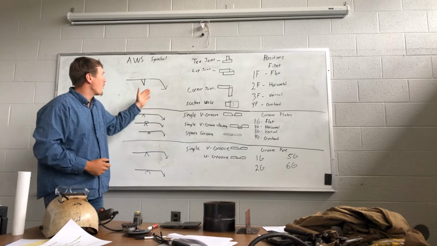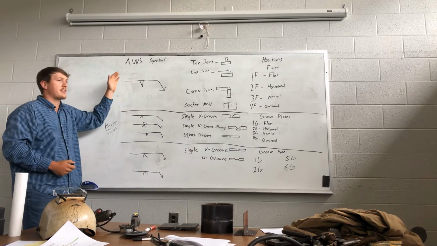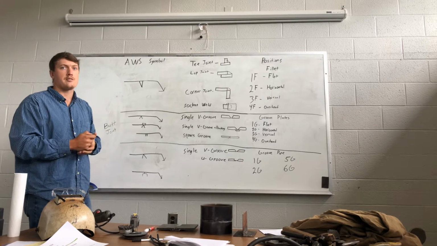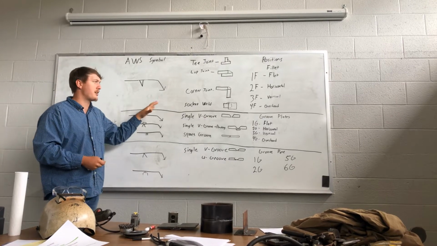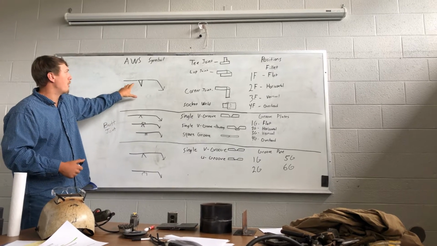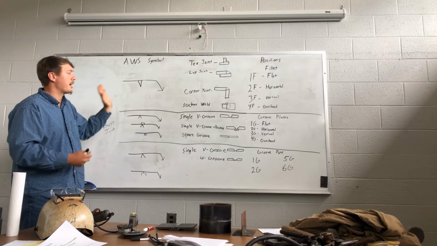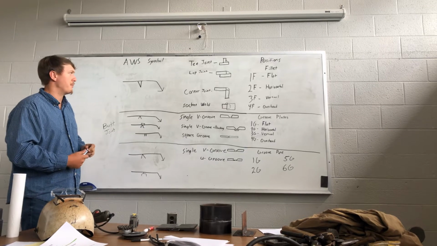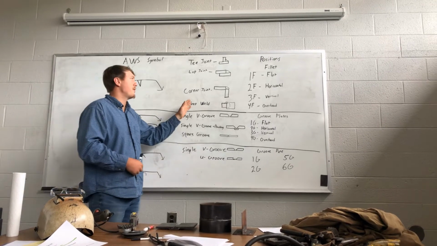Now, for that, AWS, American Weld Society, sets standard symbols that tell us on a blueprint what welds are what. The AWS symbol for a fillet weld would be this triangle shape that's considered the fillet weld symbol. So we see that, we know we got a fillet weld somewhere on our part.